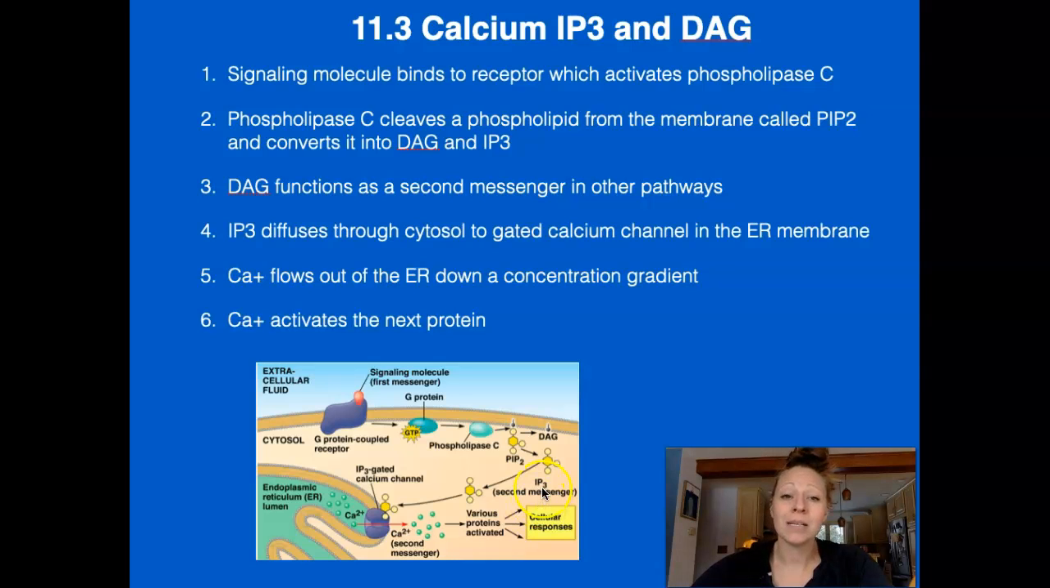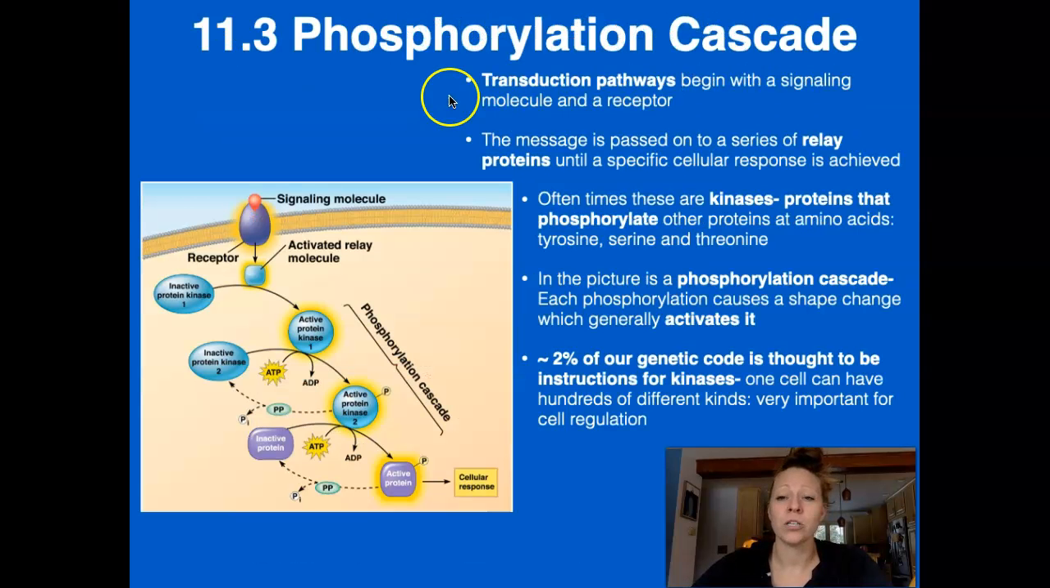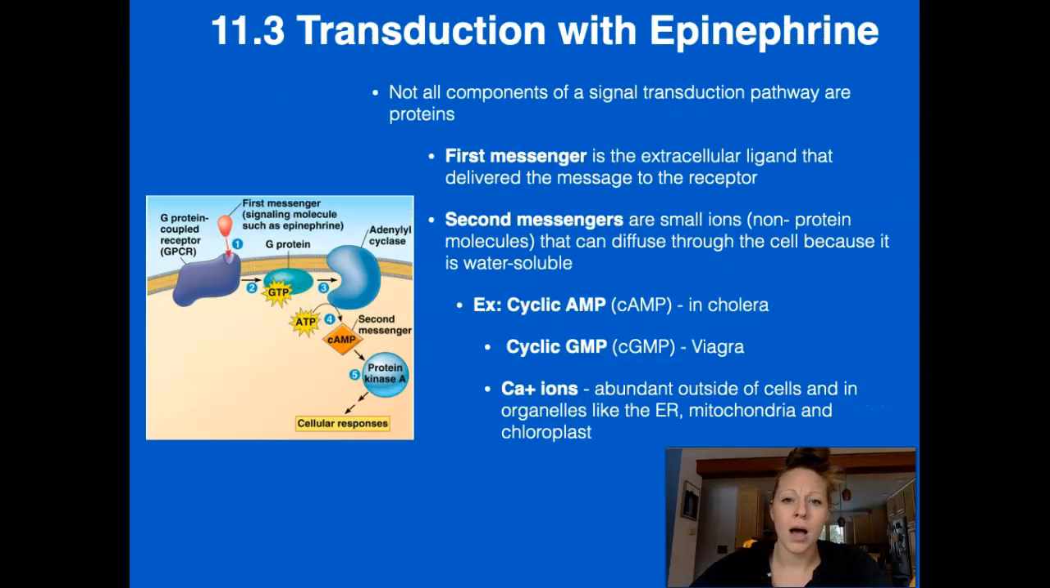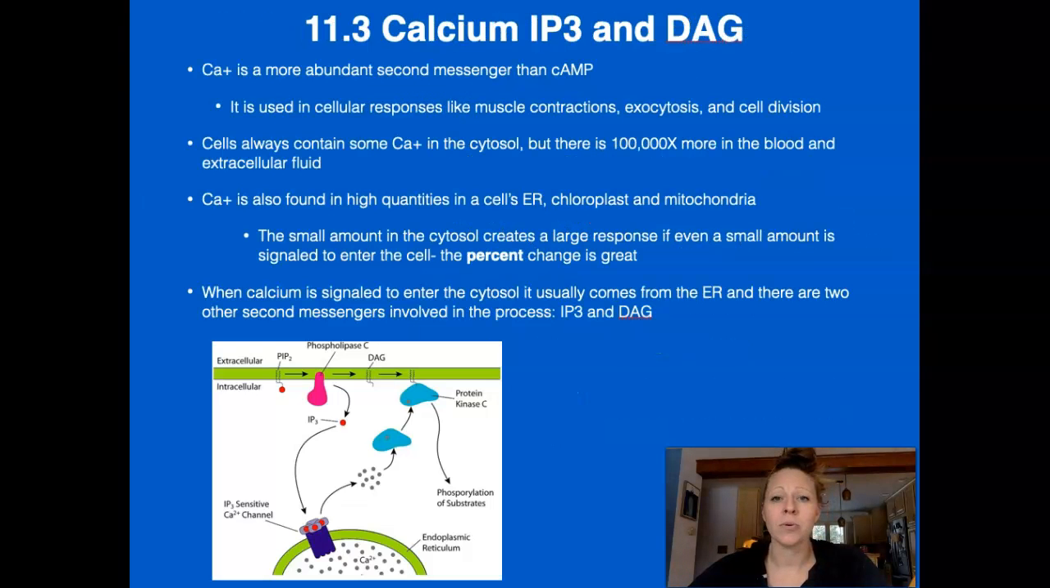And so this is one way that we're going to coordinate or organize. So there are many, many steps in these processes. I would strongly recommend that you draw these things out. Start with the phosphorylation cascade. Wrap your head around that. I would then draw out the transduction with epinephrine, and then eventually I would draw out the calcium, IP3 and DAG. If you have any questions, please feel free to reach out.